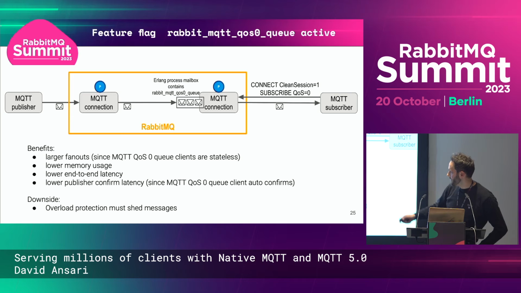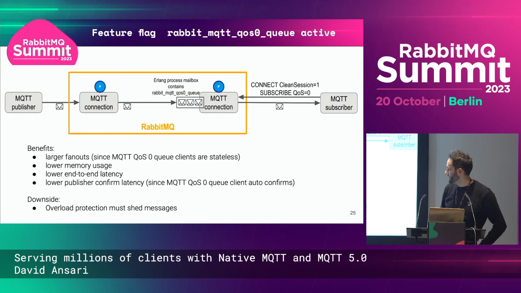It also provides lower memory usage because we just skip the 1 million classic queues, if you have 1 million MQTT clients that subscribe. We have lower end-to-end latency, again, because we skipped the classic queue process. And we have also lower publisher confirm latency. Now, there is a downside with this approach because there's no flow control.